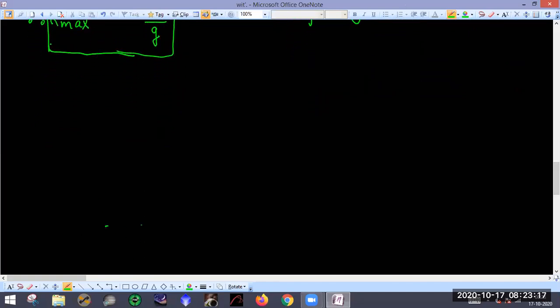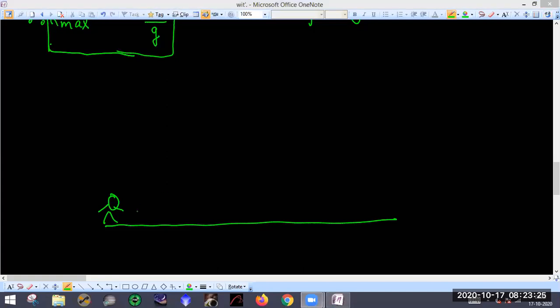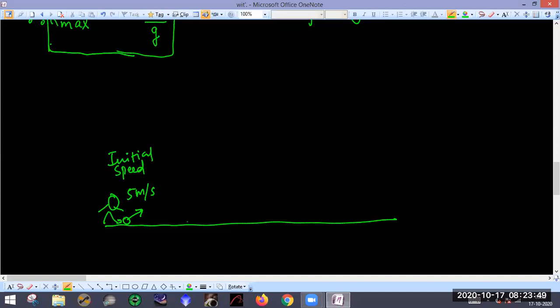Let's say this is u, suppose. Here you have put a small football or some kind of ball, and by kicking it, suppose you can give it an initial speed of 5 meters per second at any angle.